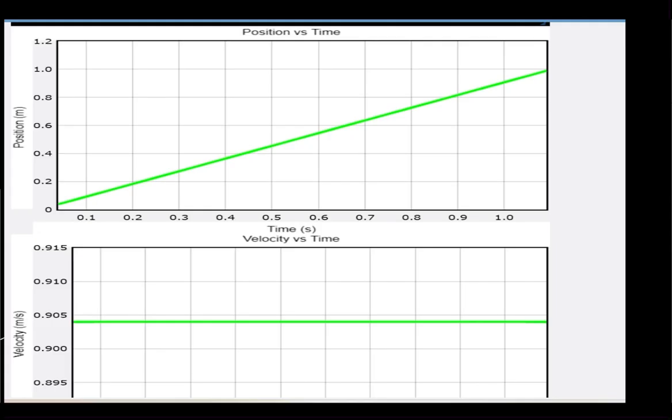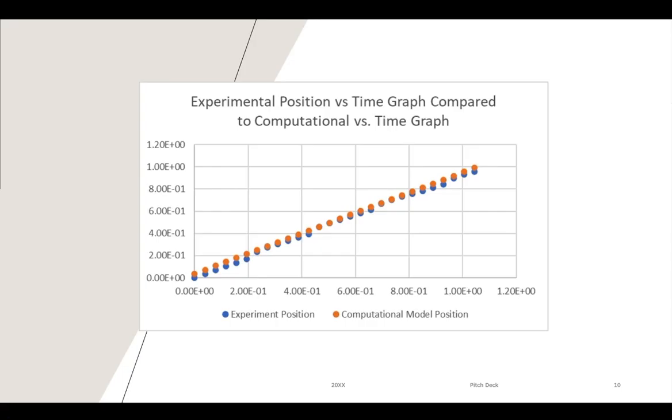These are the graphs that GlowScript created. This is a straight linear line for position versus time and a horizontal line for velocity versus time. These are how the two graphs compare. The orange line is the computational model and the blue line is the experimental model. These are not exactly alike. The experiment is not exact, and that's why they aren't exactly similar.